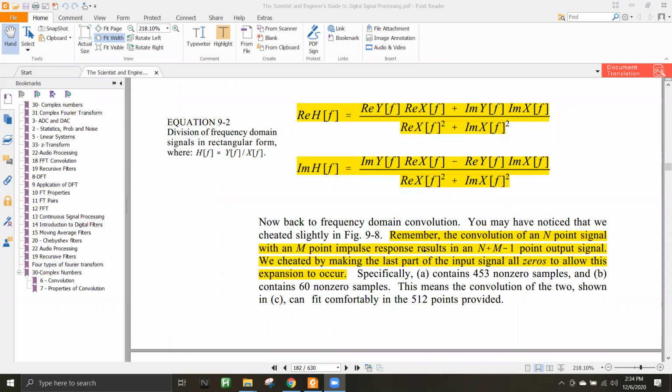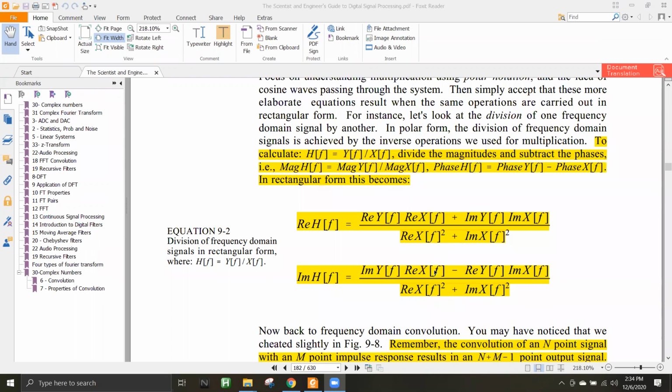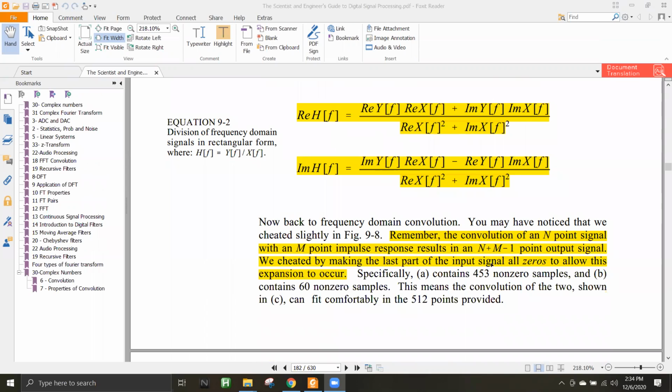Okay, so now that we can perform multiplication and division of complex numbers, both in the polar notation and the rectangular notation, there is also another problem we did not address yet. The convolution of an N-point signal with an M-point impulse response results in an N plus M minus 1 point output signal.